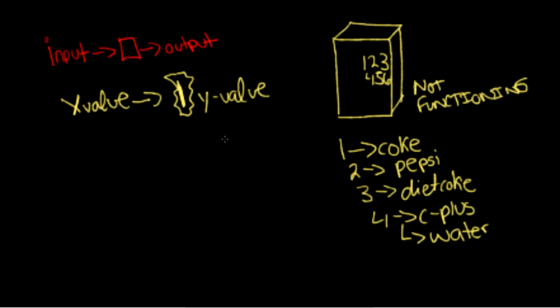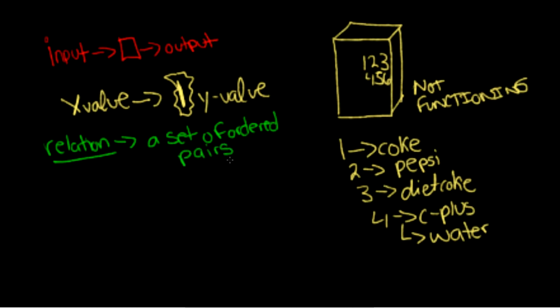Now what is a relation, right? Let's explain what a relation is, because you have to know all the terms that the definition uses. A relation is simply defined as a set of ordered pairs.